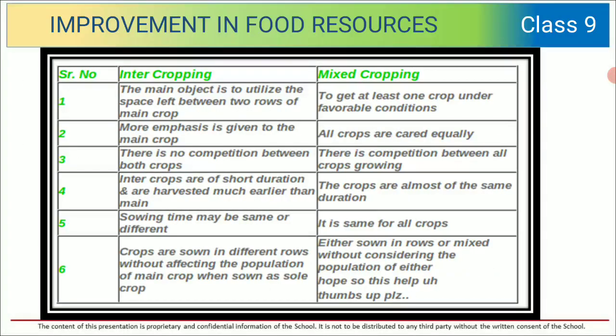What is the difference between intercropping and mixed cropping? The main objective is to utilize space. In intercropping and mixed cropping, the aim is to get at least one crop under favorable conditions. So all six different points are mentioned over here. You need to understand them carefully.